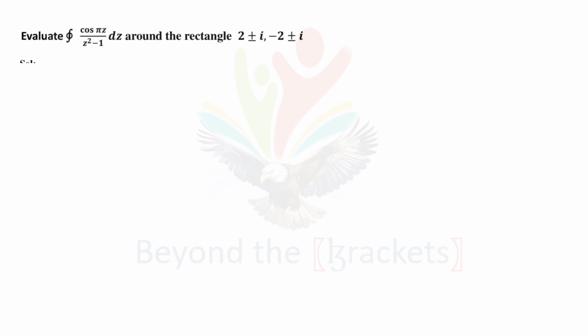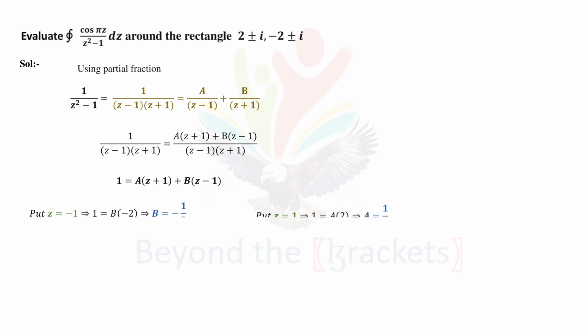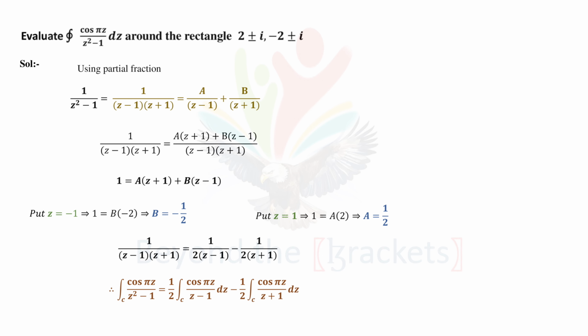Here z square minus 1 is given in the denominator. Using the identity a square minus b square is equal to (a minus b) into (a plus b), z square minus 1 will be (z minus 1) into (z plus 1), which are two linear factors. Cauchy's integral formula is directly applicable when the integrand is of the form f of z by (z minus a). Since we have two such factors in the denominator, we first decompose the expression into partial fractions. After separating into partial fractions, we evaluate each integral individually.